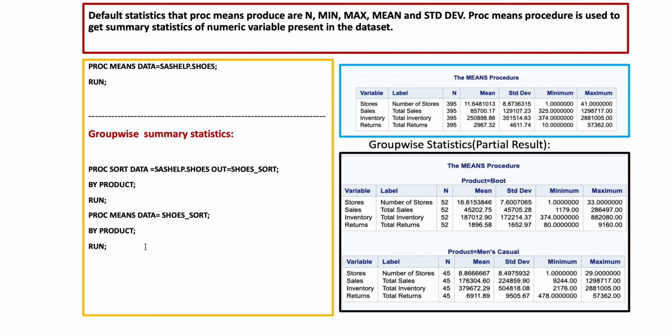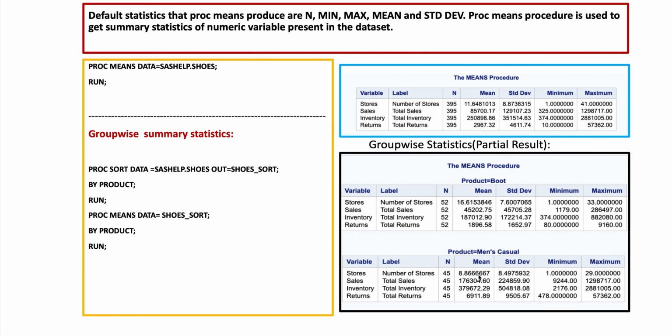When we run this last set of code, it will produce the result on the basis of product wise. That means in this dataset, it has a total of 8 different products. But from the right side, second table, it has displayed only a partial result. Only 2 products are displayed here: product name boot and the next one, men's casual. But it has a total of 8 different product categories.